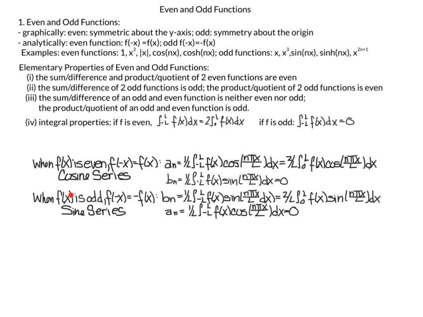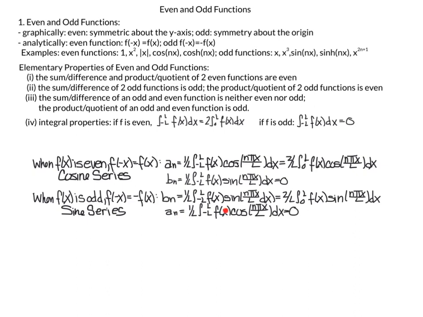Similarly, when f of x is odd, in other words, f of negative x is equal to negative f of x, now when we look at our sine coefficients in the Fourier series, we're going to have an odd function times the odd sine. So an odd function times an odd function. So the product of two odd functions is even. So now we're going to multiply our integral by 2, and we can just go from 0 to L of our function times our sine.